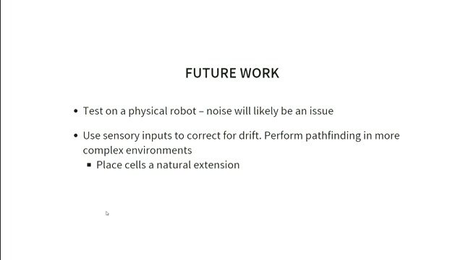Also, so far there haven't been any obstacles for the agent. So it has only had to go in a straight line to reach the target location. If you have a more complex environment, it might be necessary to perform some sort of pathfinding in order to reach the goal. For both of these extensions to the system, it would be natural to look at place cells as part of the solution, to stay within this framework of the hippocampus from the brain.